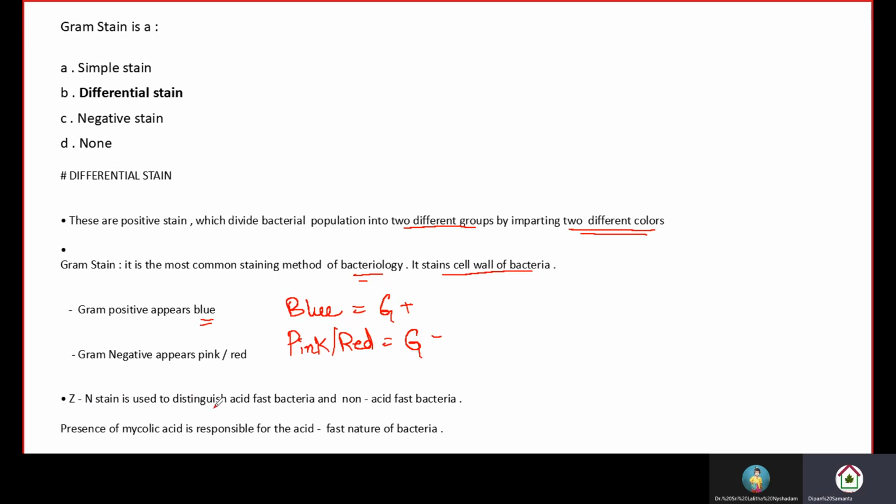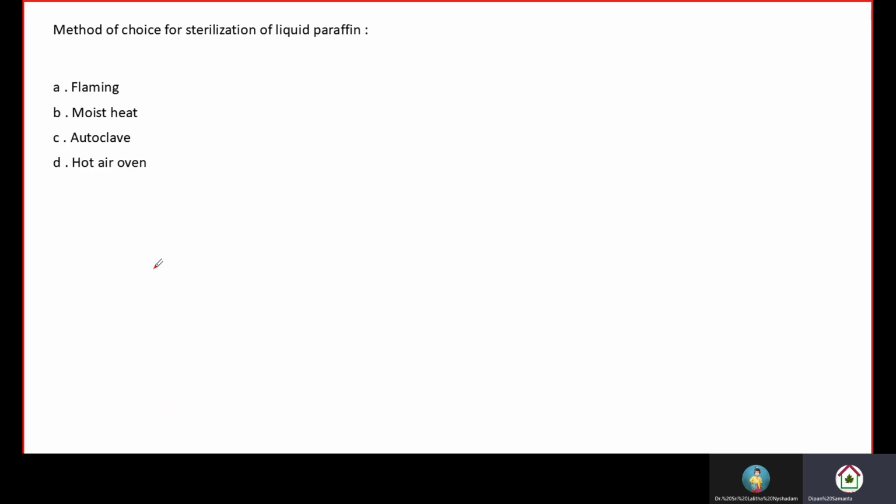Ziehl-Neelsen stain is used to distinguish acid fast bacteria from non-acid fast bacteria. The presence of mycolic acid is responsible for the acid fast nature of bacteria. So the acid fast characteristic is imparted to the bacteria by the presence of mycolic acid. All these extra questions are also covered in this explanation. These questions are also common in FMG. Okay, going to the next question.